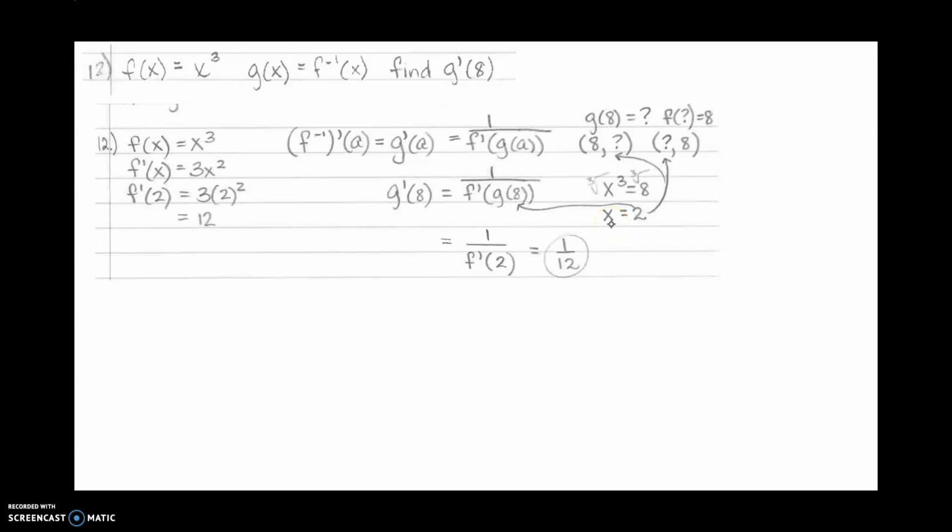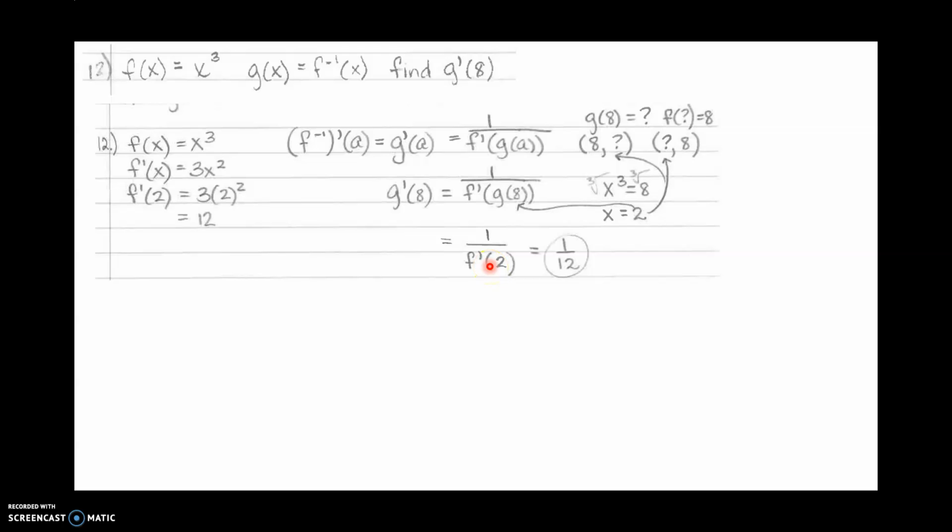All right, in our last video, we were finishing up with this idea that when x cubed was equal to 8, that gave us x was equal to 2. So we said that if we had the point (2, 8) on the original, that would be the point (8, 2) on the inverse. So that means that g of 8 is equal to 2. So let's replace g of 8 with 2. And so now I need the derivative of the original function with 2 plugged in.